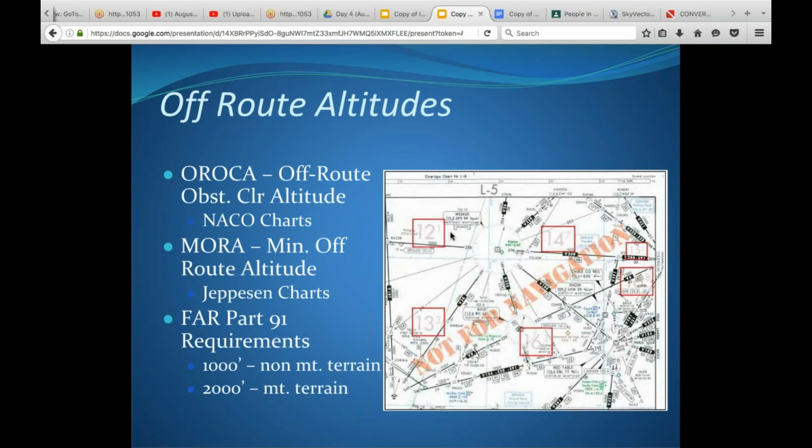The MORAs. Like I said before, it really boils down to if you're over non-mountainous terrain, those numbers are going to be 1,000 feet clearance above any obstacles. If you're over mountainous terrain, it's going to be 2,000 feet clearance over obstacles. Do you have any more that you want to say about those? Not really. We could probably look at these and analyze them until we're blue in the face.